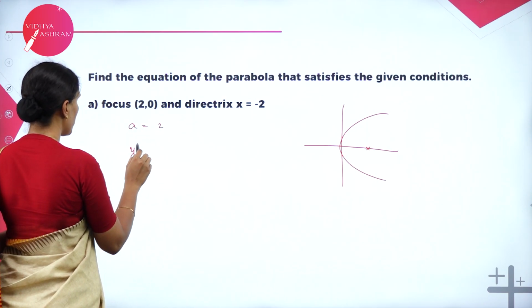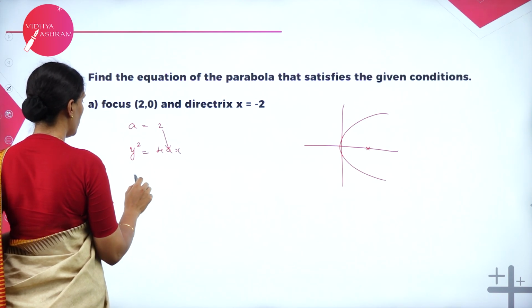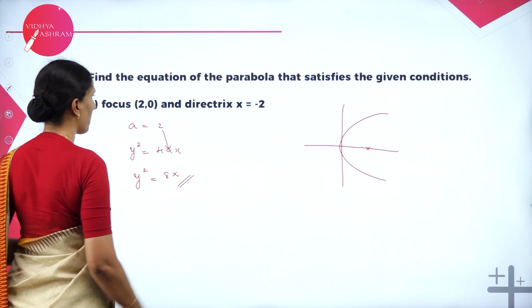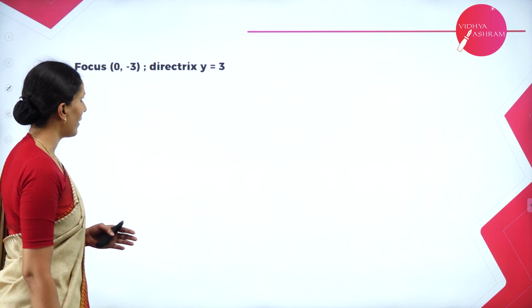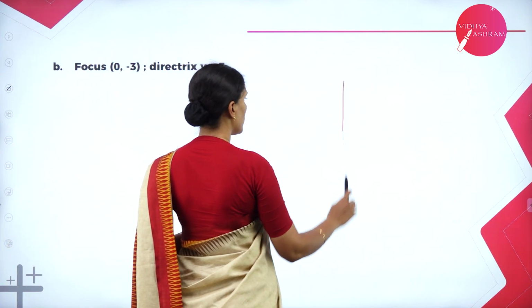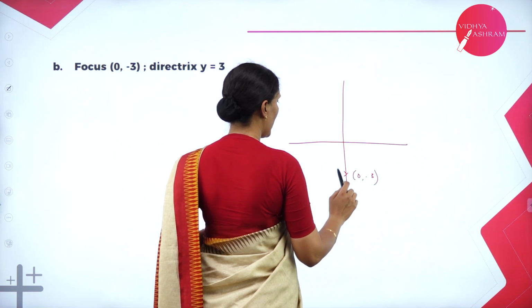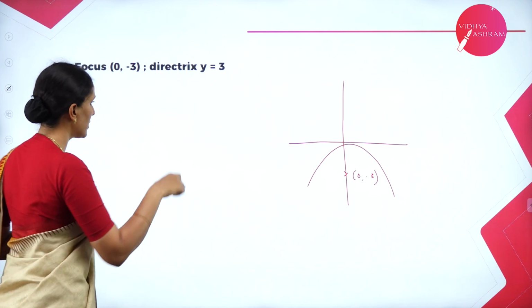So general equation is y square is equal to 4ax, and if you substitute a as 2, then the equation is y square is equal to 8x. Next question. 0 comma minus 3, directrix y is equal to 3. So 0 comma minus 3 means here. So that means focus is on negative side, so it's a downwards parabola.